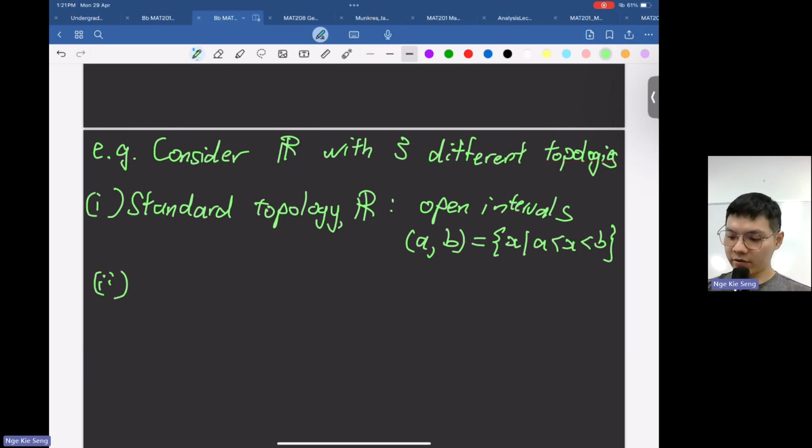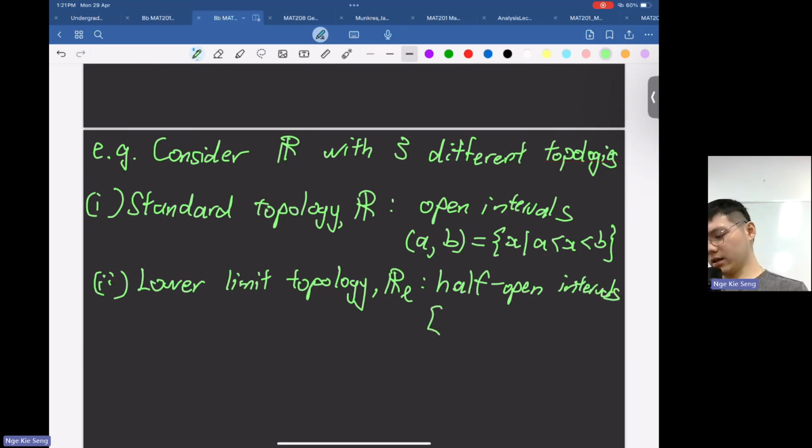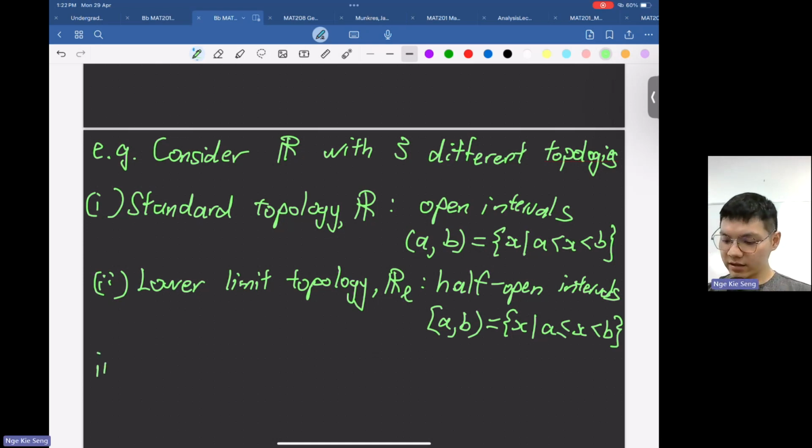And second, we will introduce the lower limit topology. In this lower limit topology, we will take the left endpoint, the lower one. We will include the lower point into our interval. So we take the half open interval where we close it at the lower end. So these are all the points from a to something less than b. And the third one we will take is called the K topology.